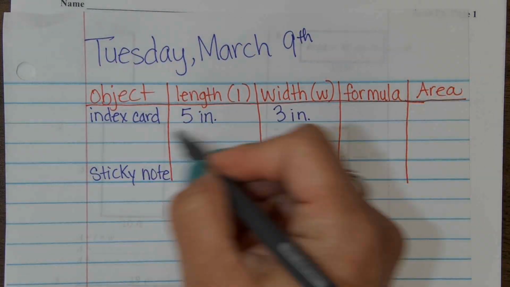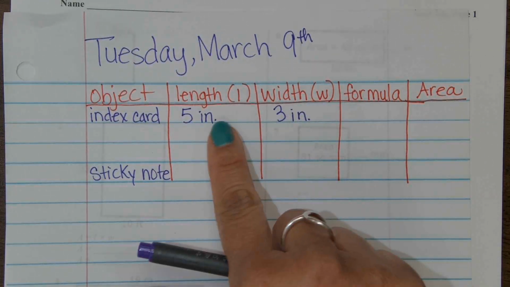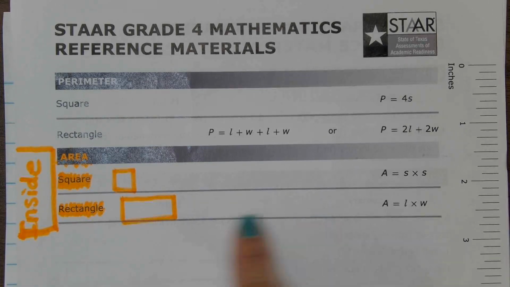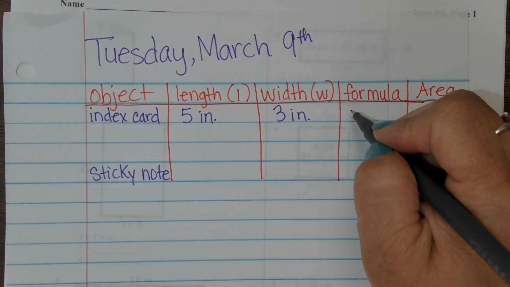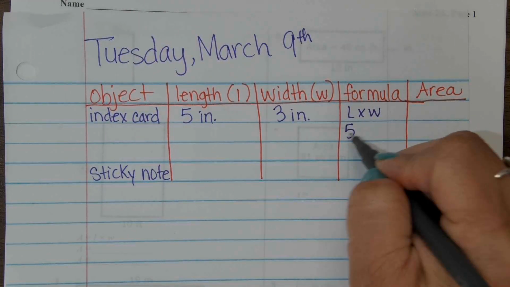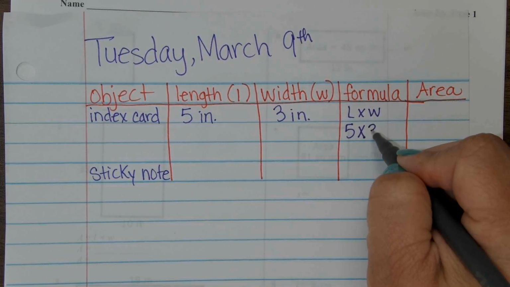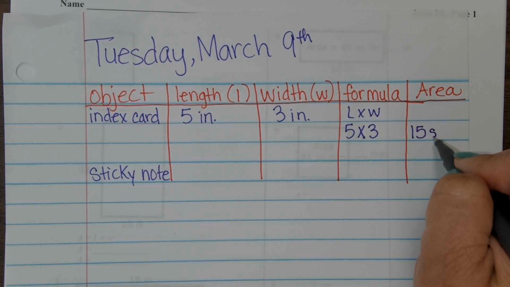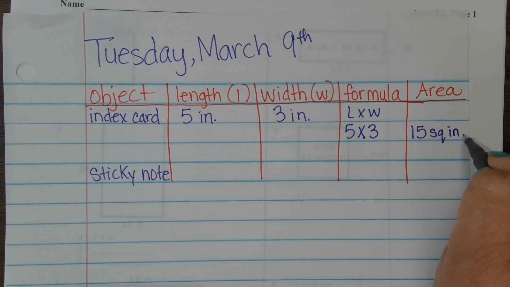Our formula, since our length and our width are different, we know we're finding the area of a rectangle. We use length times width. So length times width. Our length is 5. Our width is 3. 5 times 3 equals 15 square inches.